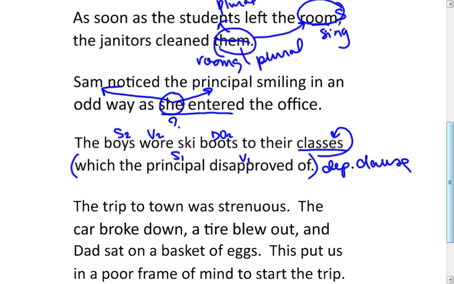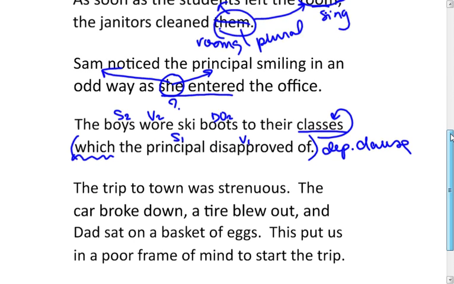You guys know, looking at this, that the principal is disapproving of wearing the ski boots. But the sentence isn't written that way, and it's not directly referring to that. That which, this is your pronoun, needs to go back to something specific. And in this case, adjectives can't wander that far from the nouns that they are modifying, and it is close to classes. That's what we think it is telling us about.